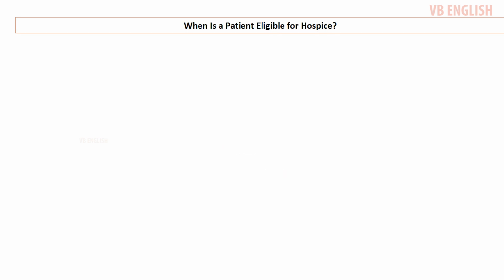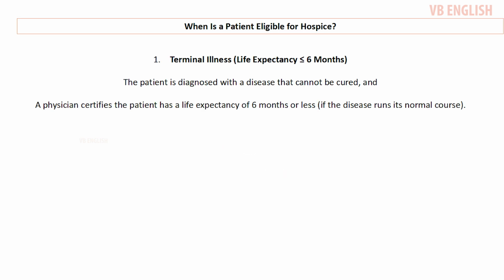When is a patient eligible for hospice? 1. Terminal illness, life expectancy less than 6 months. The patient is diagnosed with a disease that cannot be cured, and a physician certifies the patient has a life expectancy of 6 months or less.